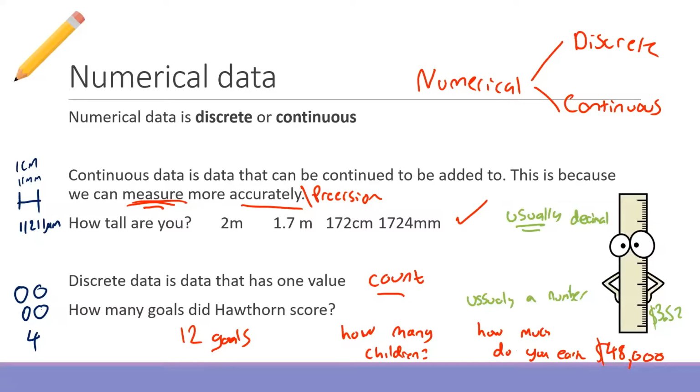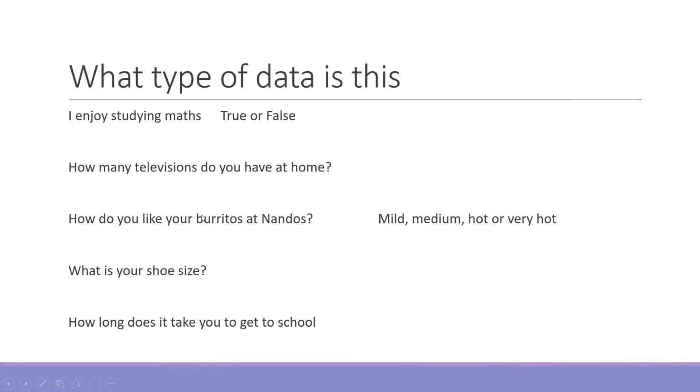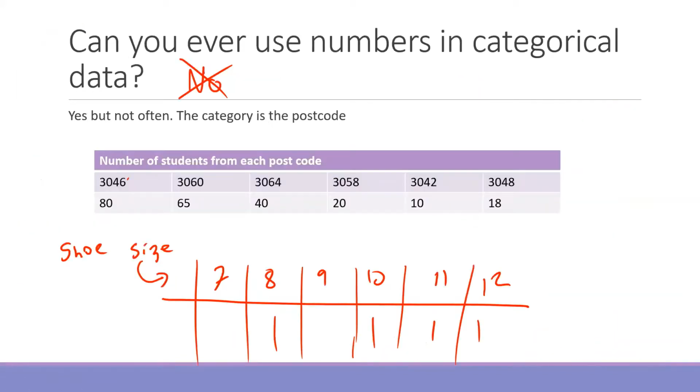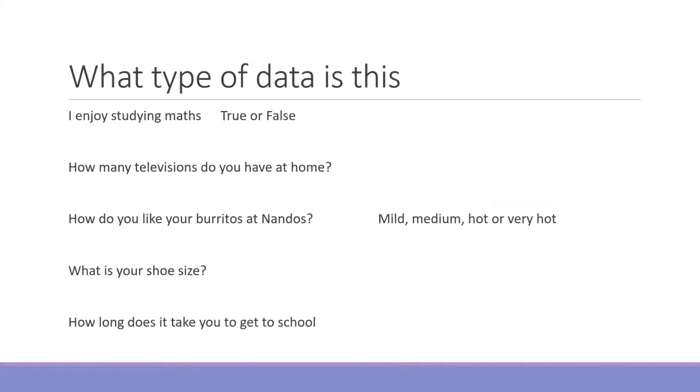Okay, let's move on now to looking at how we could look at these. Here we go. Let's do some practice here. Which type of data is this? I enjoy studying, true or false? What do you guys think for this first one? For number 1, what type of data set do you think it is?